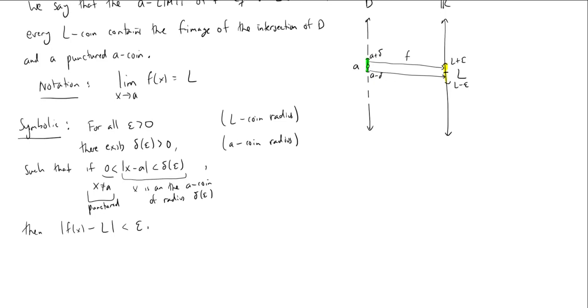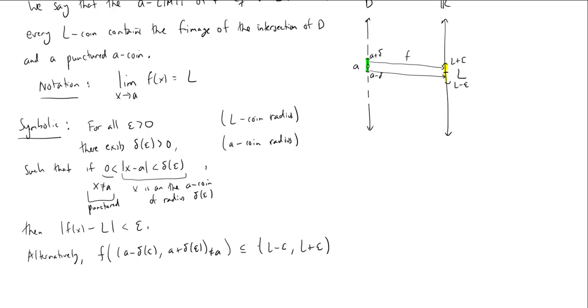Alternatively, the for all epsilon, there exists delta, that's the same. But what we would be saying is if I apply F to the punctured A coin of radius delta, there was our notation for the punctured A coin, this is contained in the L coin of radius epsilon. That's a short way of writing these two statements with absolute values. In practice, we're often going to want to use the longer form version. But you can really read this off from the words we used.